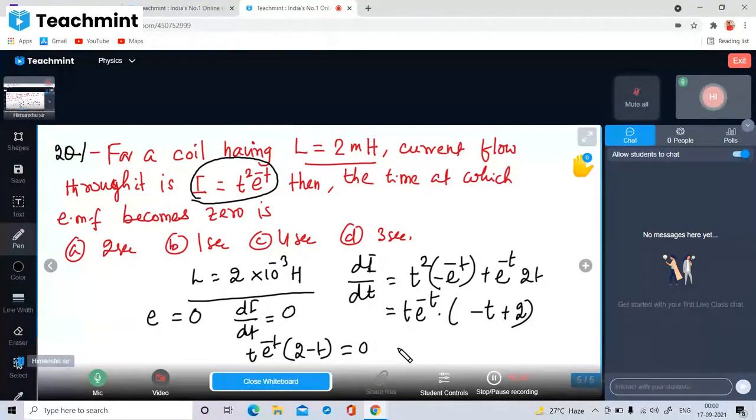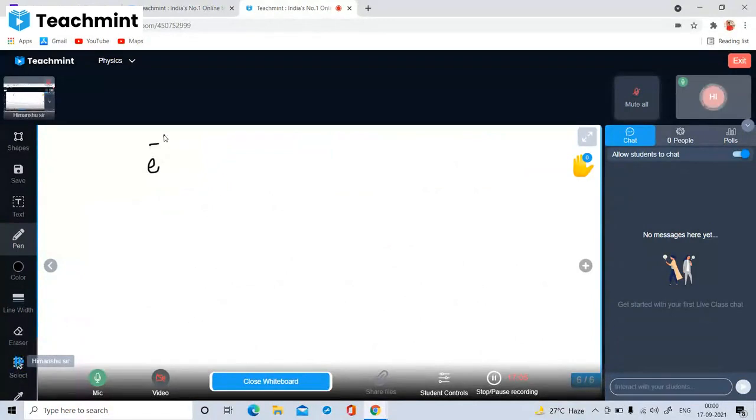Okay. So look here. There are two conditions: t e to the minus t is 0, or 2 minus t is 0. If t into e to the minus t is 0, then t equal to 0 is not possible, because these changes must have happened for a certain amount of time. So can e to the minus t be 0? So e to the minus t is equal to 0. What does it mean? That means 1 by e to the t is equal to infinite. What does it mean?